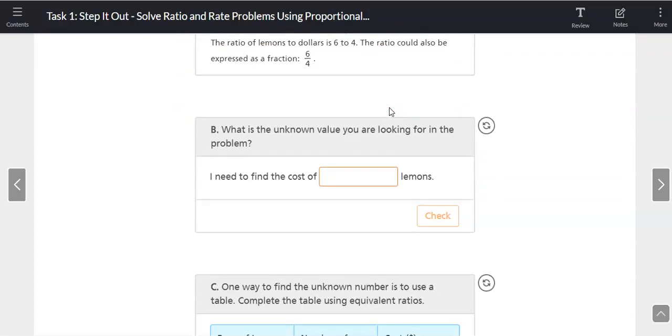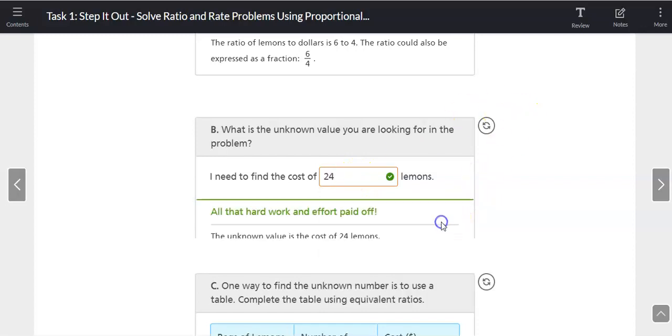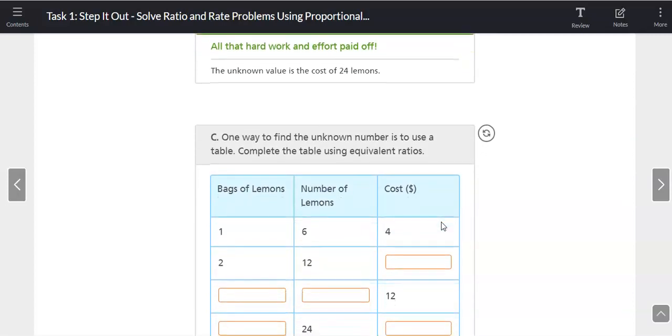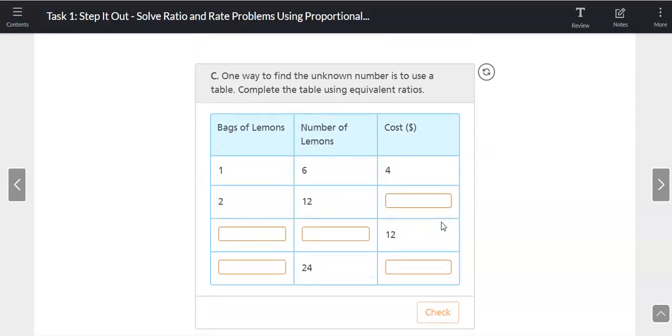Now B, what is the unknown value you are looking for in the problem? I need to find the cost of 24 lemons because that's what they asked us to find up there. C, one way to find the unknown number is to use a table. Complete the table using equivalent ratios.